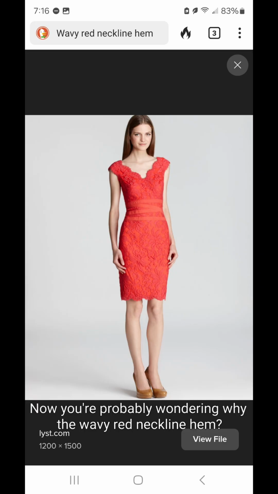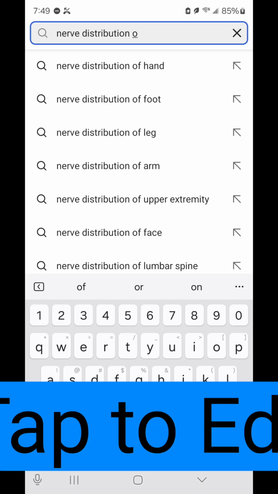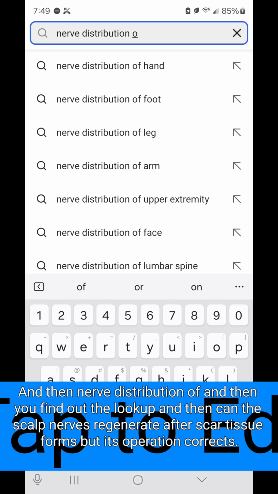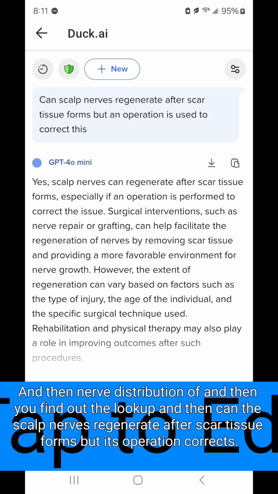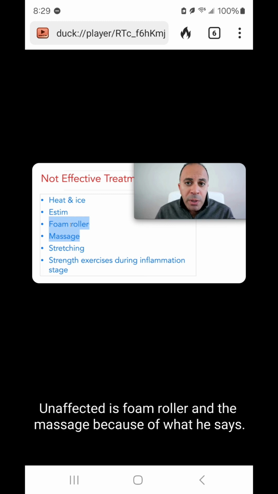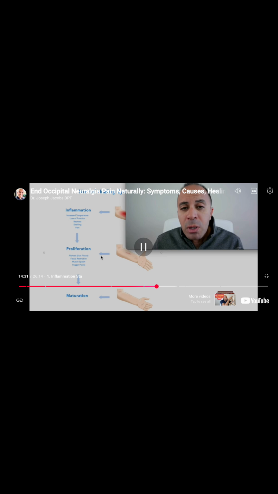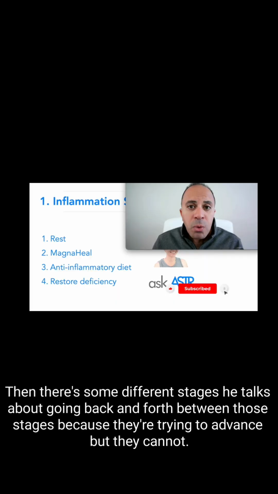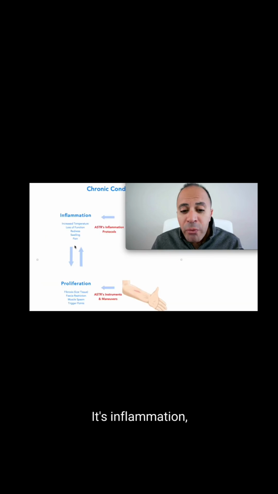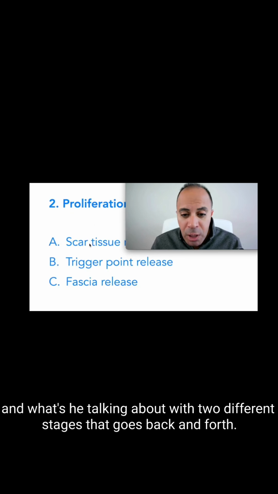Now you're probably wondering, why the wavy red neckline hem? Why not? Then nerve distribution, and whether the scalp nerves can regenerate after scar tissue forms. It's not as effective as a foam roller and a massage because of what he says. Then there are different stages he talks about, going back and forth between those stages because they're trying to advance but cannot. There's inflammation, and what's he talking about with 2 different stages that go back and forth.